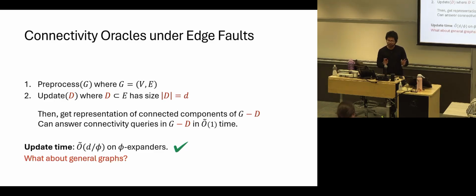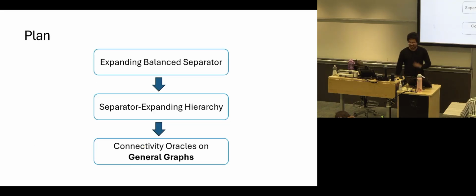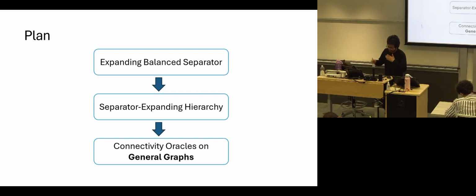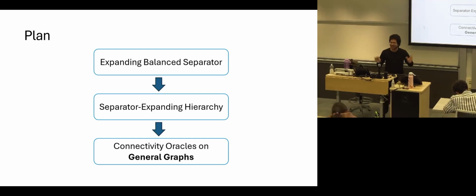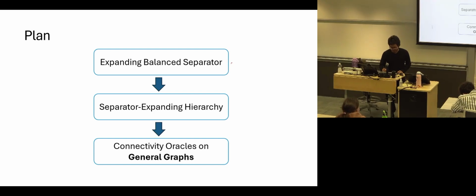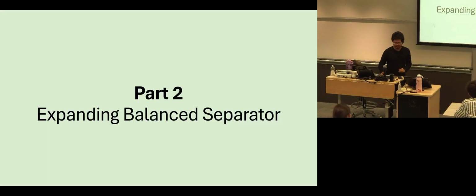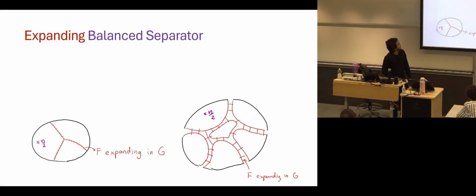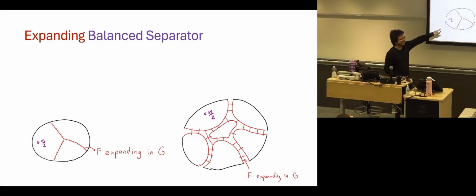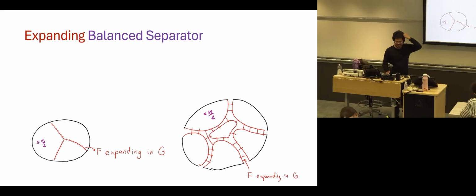Okay, let's do general graphs. Here's the plan. We need some technology to do it. The first one is called an expanding balanced separator, and then we're going to build a hierarchy and then handle the general graph. Let me start with the first one. It's a new object, so let's see what it is. Expanding balanced separator looks like this.